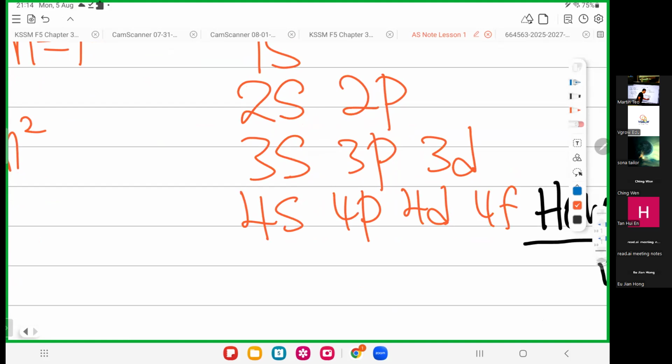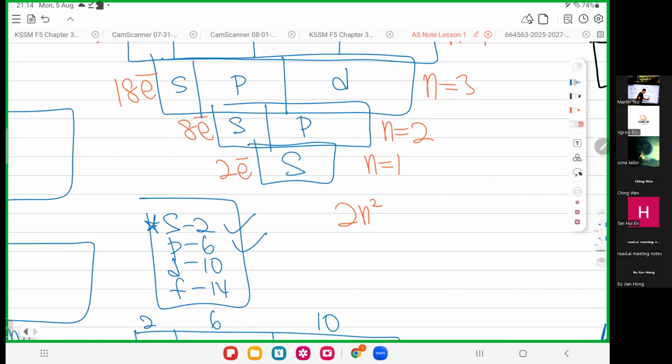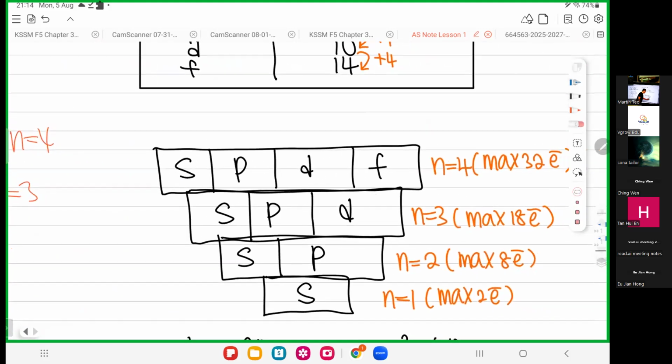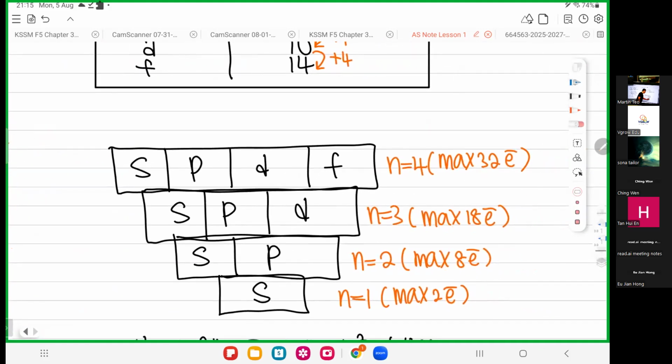So when you only have 1 cutting, S. When you have 2 cuttings, SP. When you have 3 cuttings, SPD. When you have 4 cuttings, SPDF. So everyone, let me know in the chat box, are you okay with how I cut my hotel into all the subshells? Are you guys okay with how I cut the 4 floors of my hotel into smaller sections?